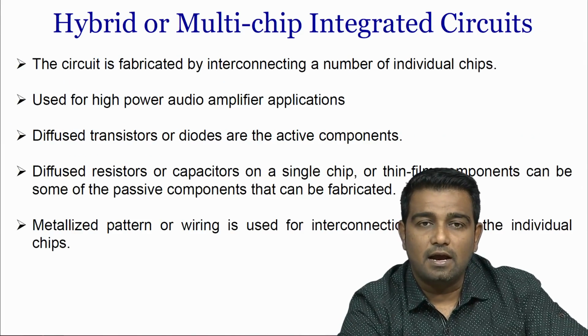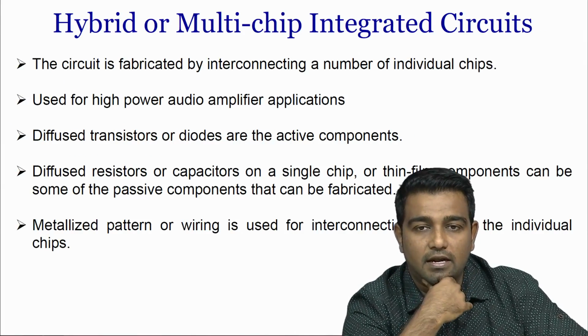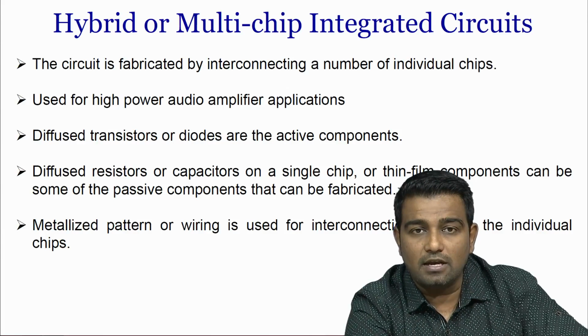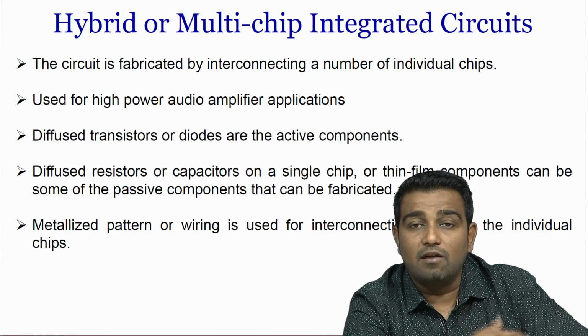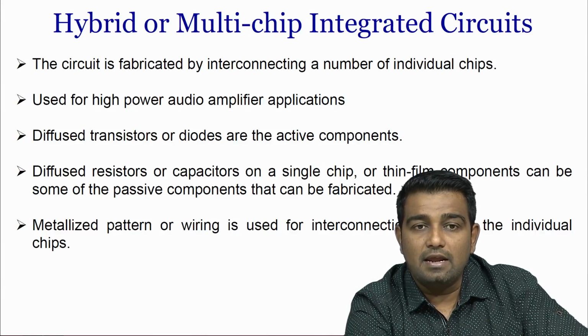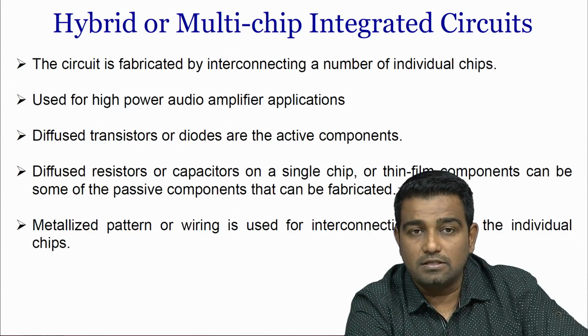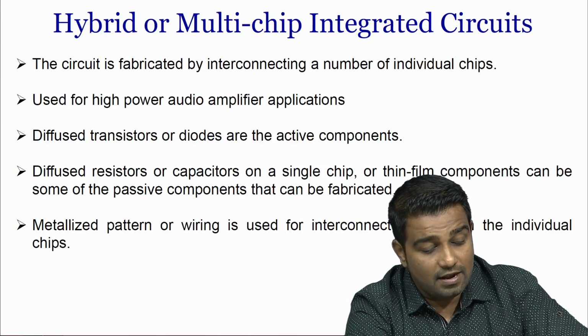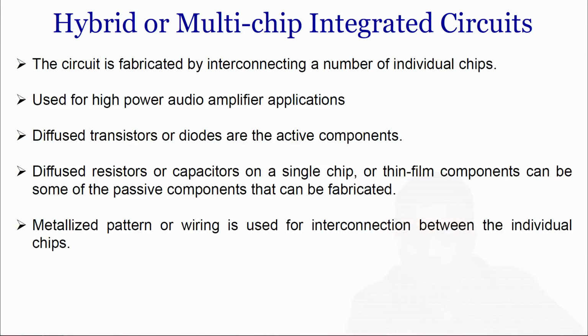Then we have seen hybrid or multi-chip integrated circuits, right, and what we have seen in this particular case is that the circuit is fabricated by interconnecting a number of individual chips, right, and here the diffused transistors or diodes are the active components. It can be used for high power audio amplifier applications, and finally, metallized pattern or wiring is used for interconnection between the individual chips.